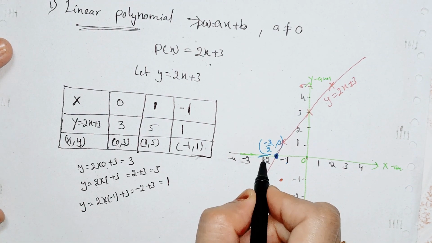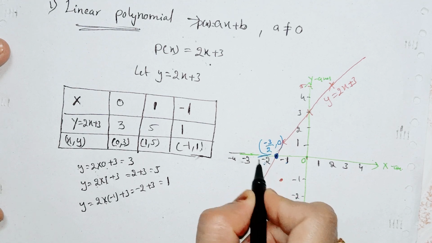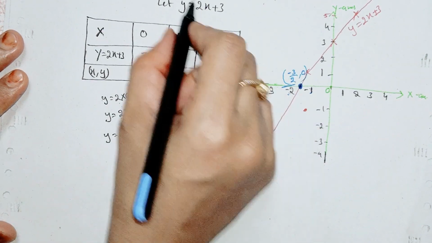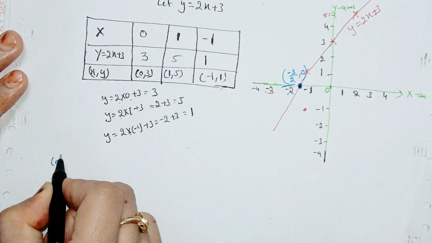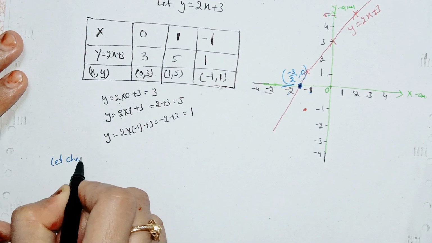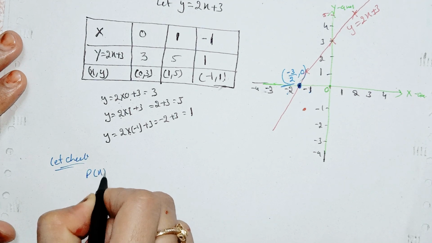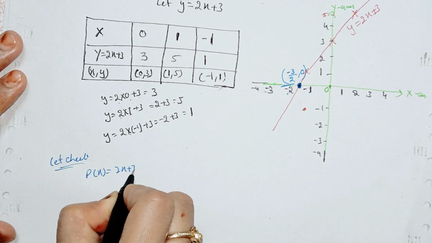If you have doubt whether this is correct or not, you may cross check also. So what is our polynomial? Let's check. So what is our polynomial? P of x equal to 2x plus 3.